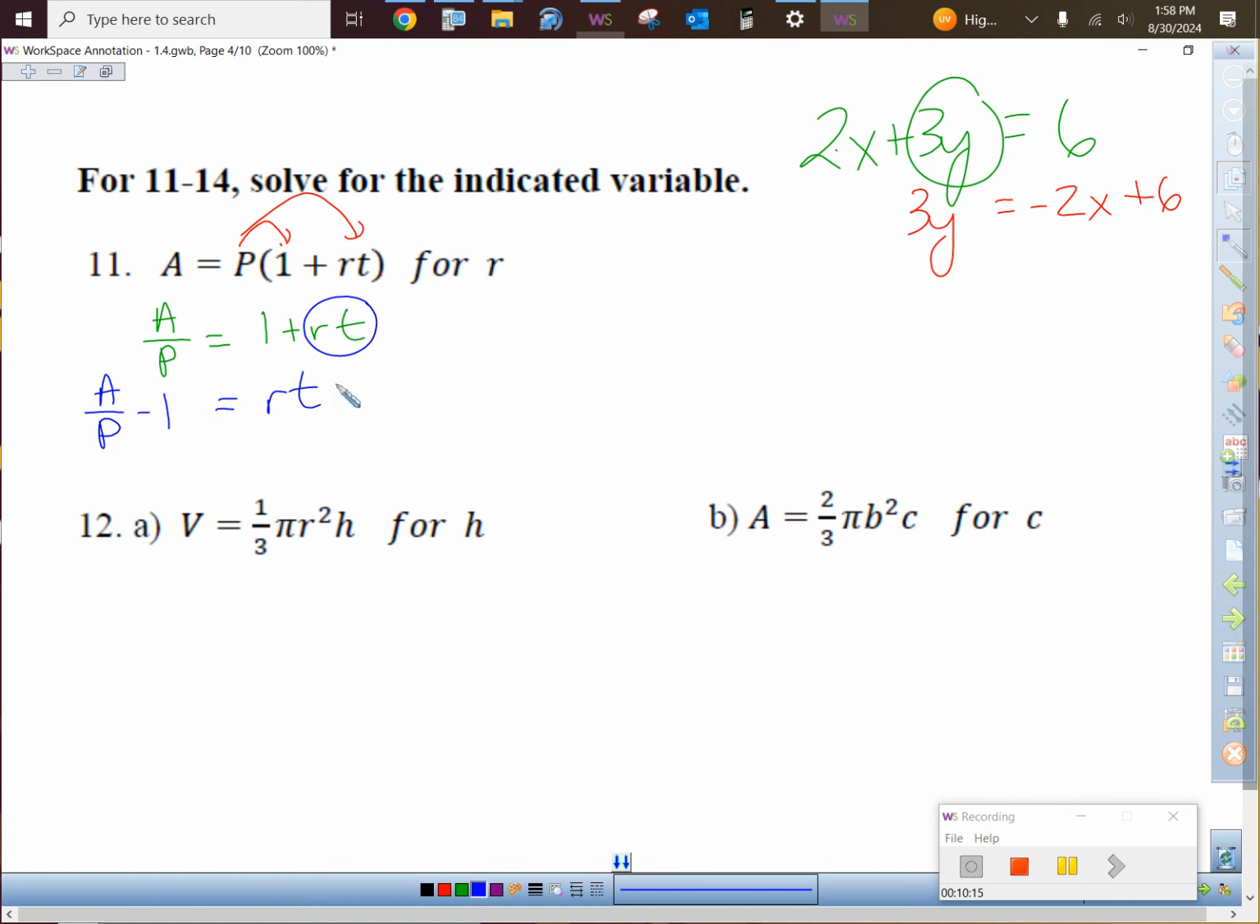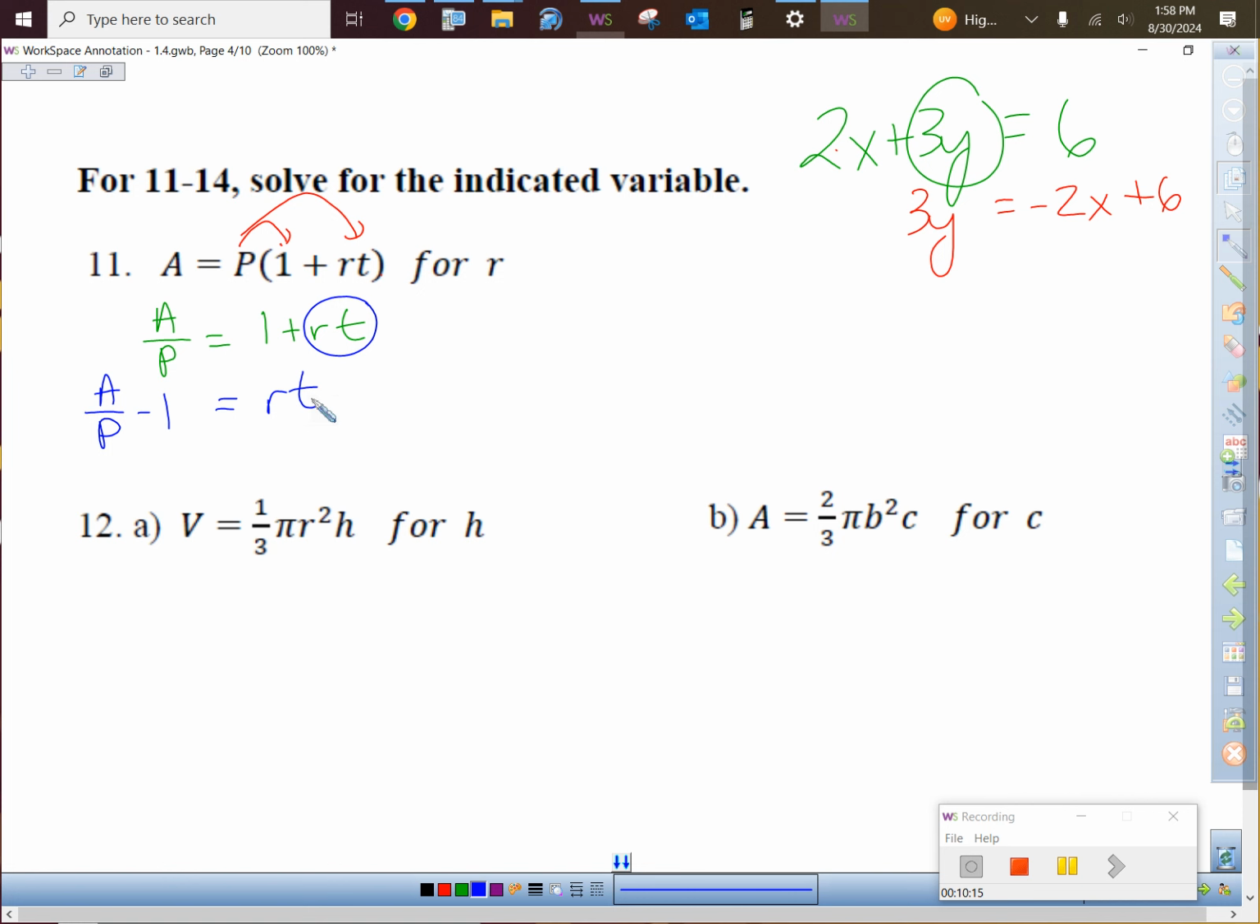The other thing I'd like you to pay attention to is use the same kind of letters they use. If they're using lowercase letters, you use lowercase. If they're using capital, you use capital, right? So use the same kind of letters they do. And now there is R times T. Are you down with we could divide by T to get that done?